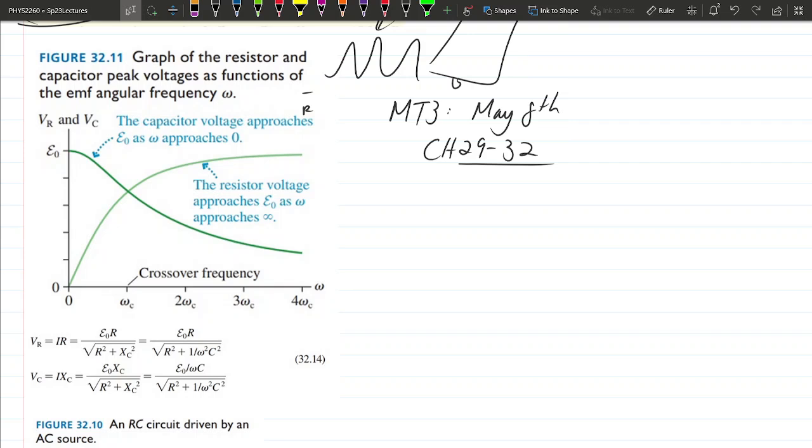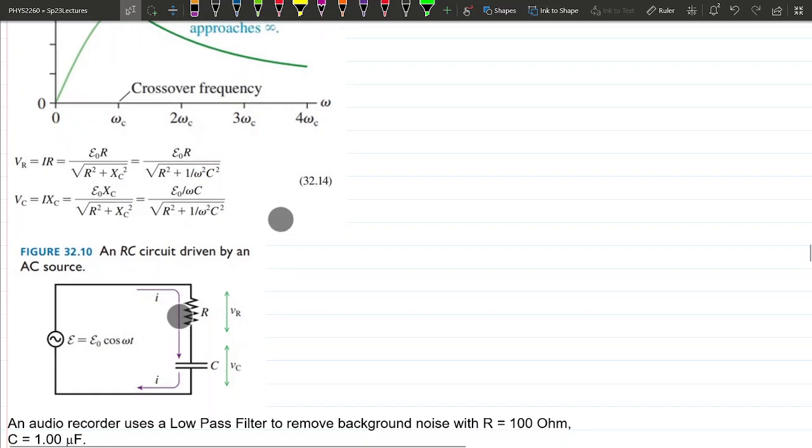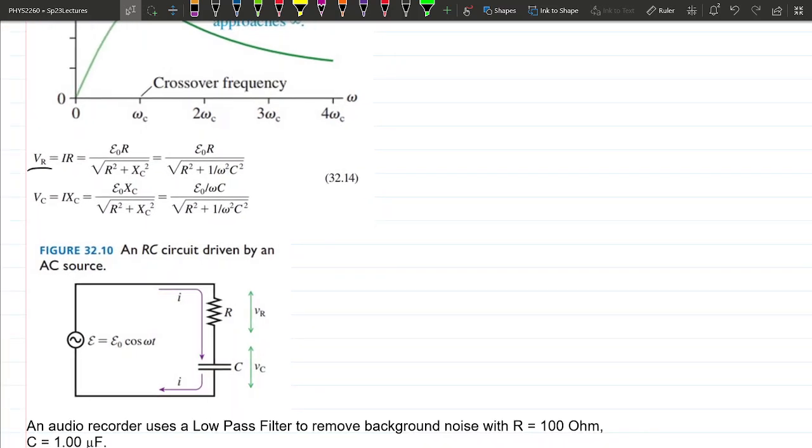So two things are doing opposite things as a function of the frequency. If you were doing this at 60 hertz, it'll have a behavior at 60 hertz, but if you go to higher frequency, it changes. And we can actually calculate this behavior by calculating these capital V_R and capital V_C. These are the peak voltages, meaning the amplitudes of these oscillations.